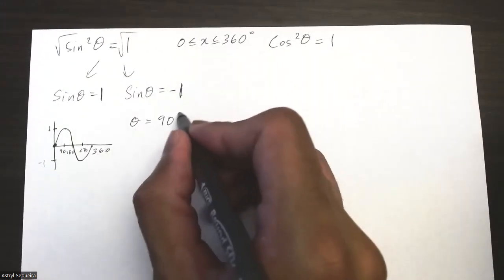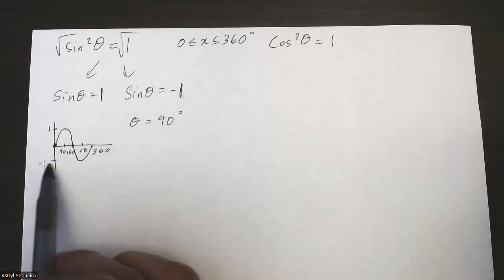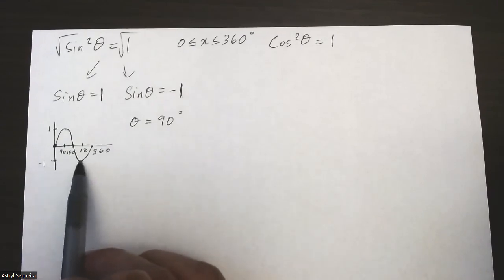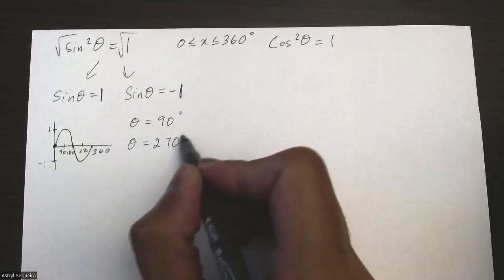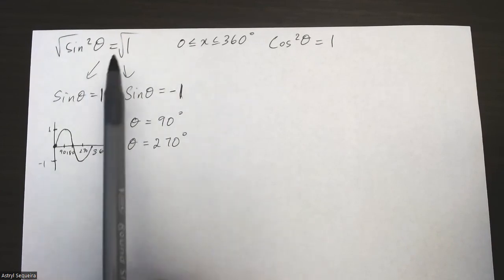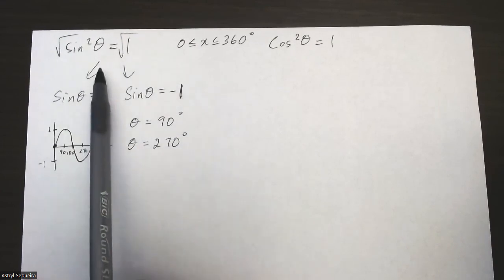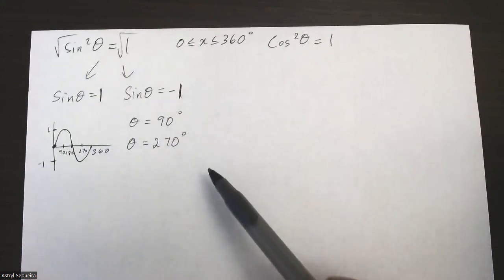So my first solution is 90 degrees, and where's sine theta equal to -1? -1 is down here, and the x value of this point is 270 degrees. So in this question, I only have two solutions, even though the equation is quadratic. Generally for quadratic equations, you have four solutions, but sometimes you can have 2, 3, or even 5.